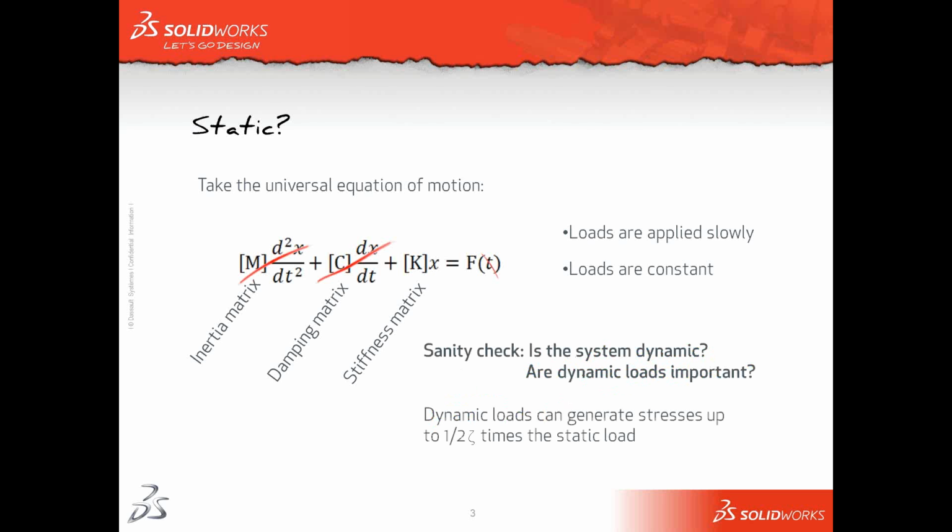So first of all, we're going to see whether our system is dynamic, and then we need to see whether those loads are important. And this can be really key because in a dynamic model, the loads that we generate can be up to 1 over 2 times the critical damping factor, which is signified by zeta here, times the static load. So say, for instance, if we've got a dynamic situation where the damping ratio is 5%, that can lead to dynamic loads of up to 10 times the static loads. So we need to make sure that we're doing something sensible there. We can come back to dynamic loads later on, and there will be further webinars related to dynamic analysis further down the line.